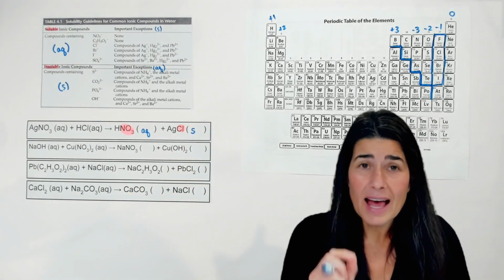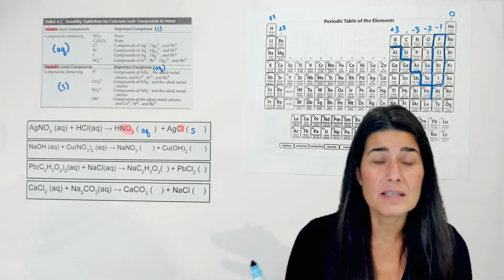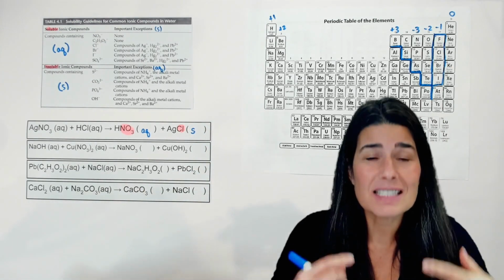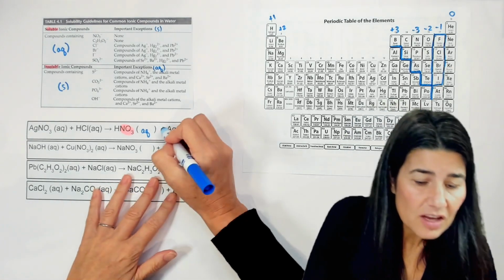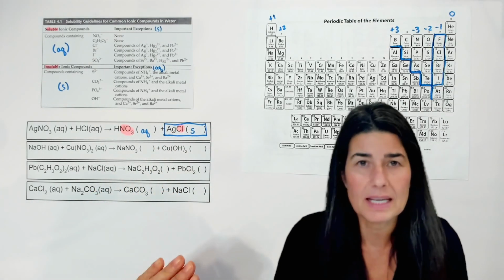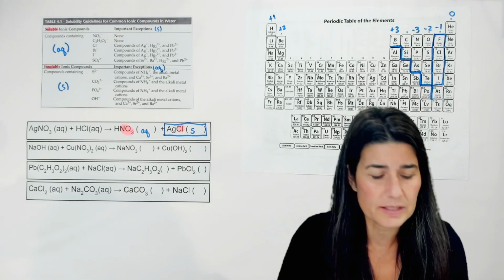Now, if I ask you to tell me which one of these is the precipitate, you mix liquids together, you get a solid. The solid is the precipitate. So this compound right here is your precipitate. Let's go ahead and do some more examples.